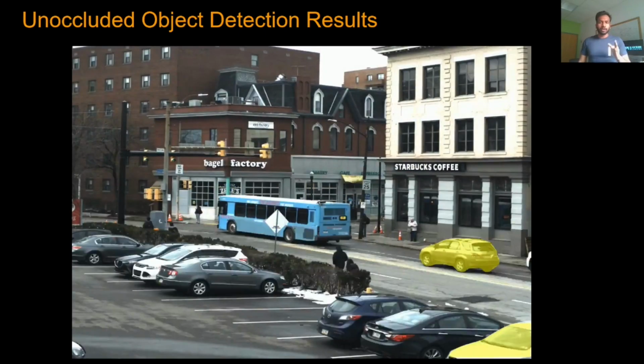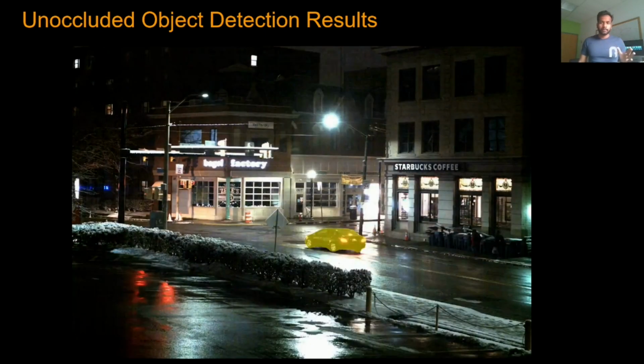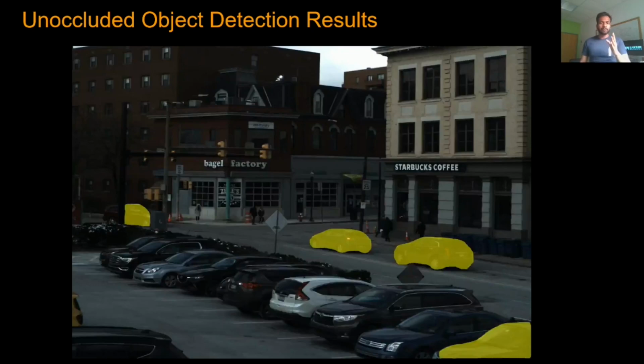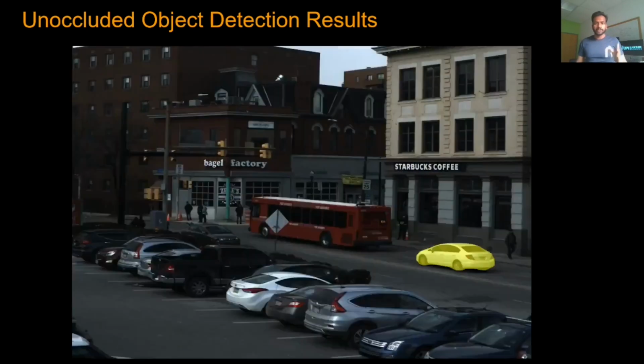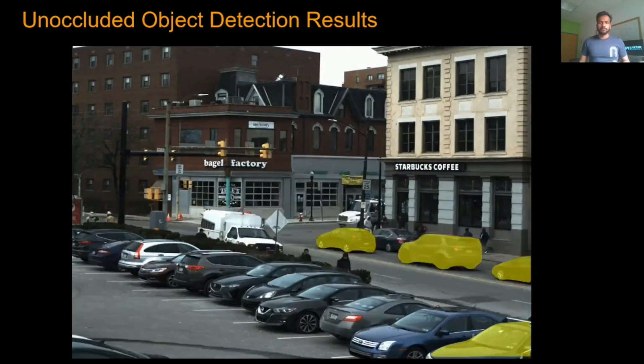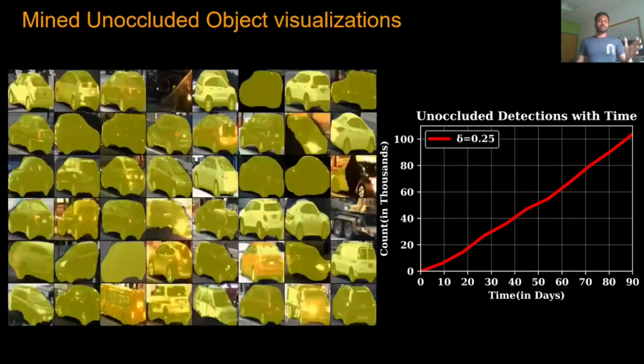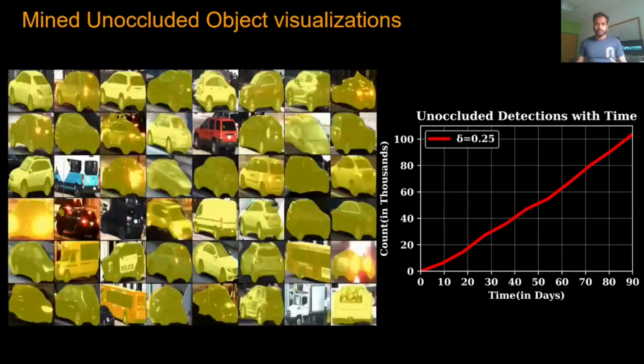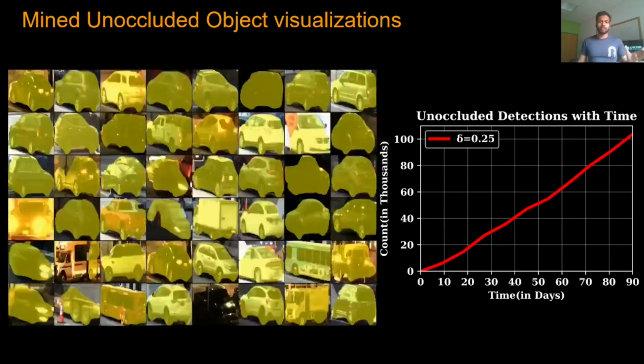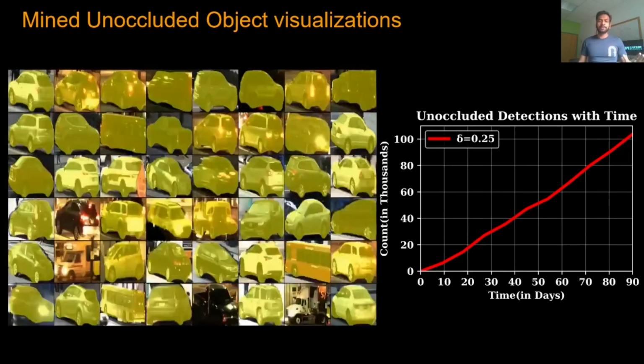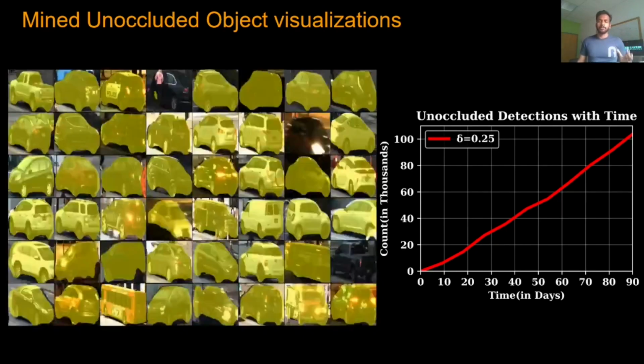We show results of unoccluded object detection over a time-lapse video. Observe that our method is able to find unoccluded objects even in busy intersections. Being patient pays off here. Over time, our method discovers tens of thousands of unoccluded objects at diverse positions, orientations, and appearances.